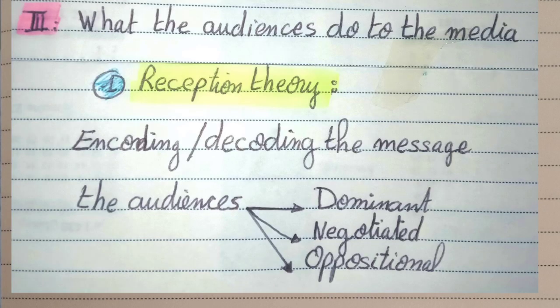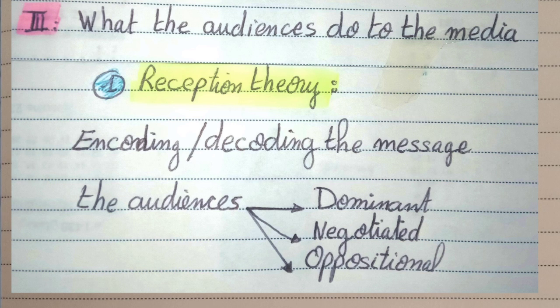Now let's see the last type of theories, those that focus on what the audience do to the media. Reception theory by Stuart Hall in 1993. Stuart Hall based his theory on the meaning of the message, which is the result of a communication process. It means that the sender is responsible for encoding the message and the audience will decode the message and get its meaning according to his education level, his cultural background, his social class, or his gender.